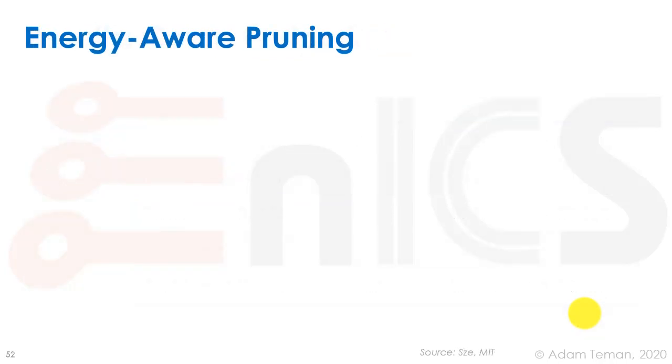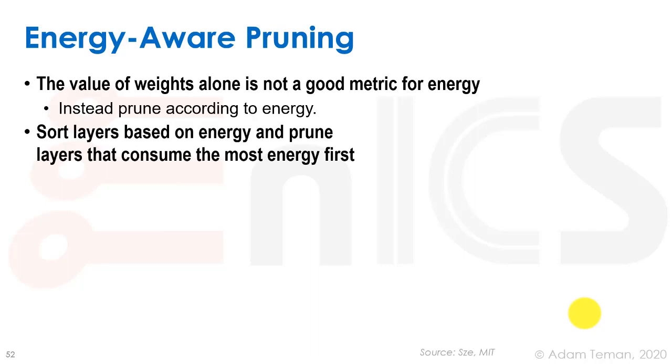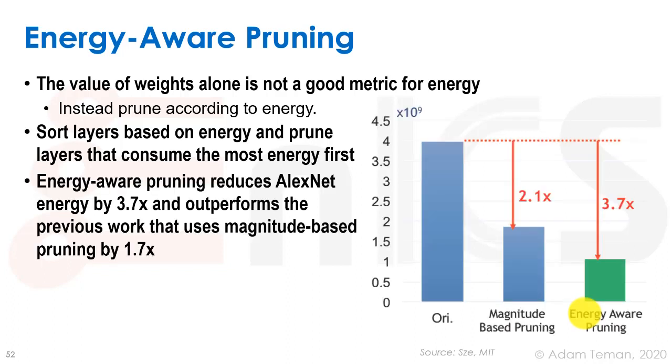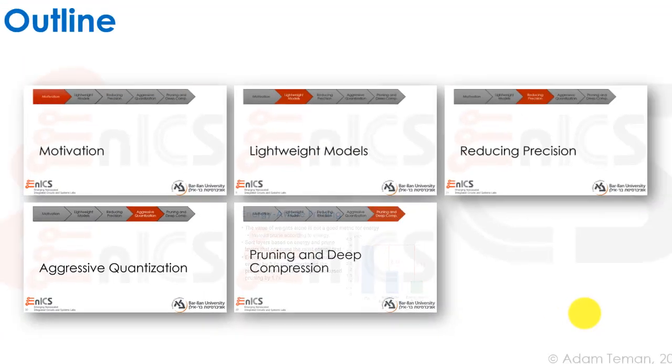One last point, that Vivienne Sze's group did, is energy-aware pruning. The value of the weights alone is not a good metric for energy. Instead of just pruning according to the value of the weights, we can prune according to energy. So let's sort the layers based on the energy and prune the layer that consumes the most energy first. And energy-aware pruning, as done by her group, was able to reduce the AlexNet energy by 3.7x and outperform the previous works that use magnitude-based pruning by 1.7x. So that's a completely other approach.